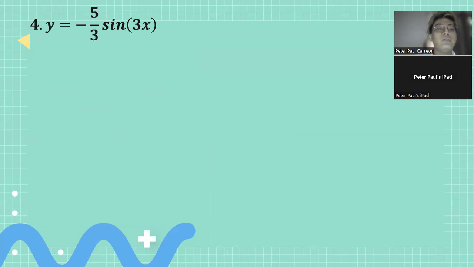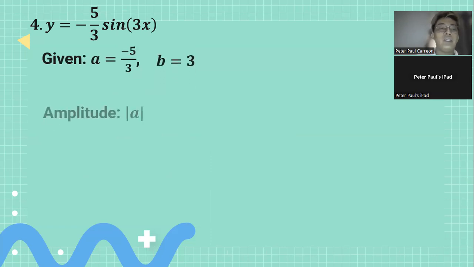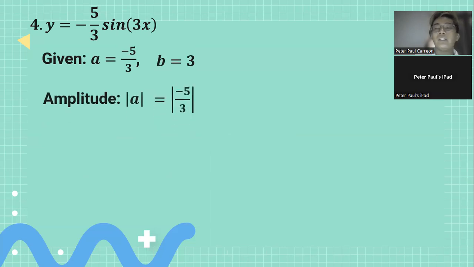So may ano naman natin, number 4, y is equal to -5/3 sine 3x. Kung makita nyo, ang given natin ay -5/3. No? Ang B naman natin ay 3. To get the amplitude, the absolute value of A is -5/3. Kunin natin yung absolute value niyan. Siyempre, it will be +5/3.